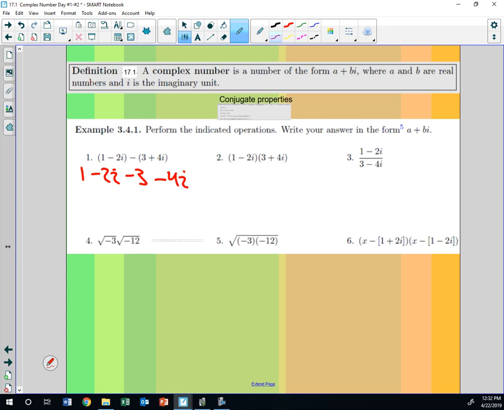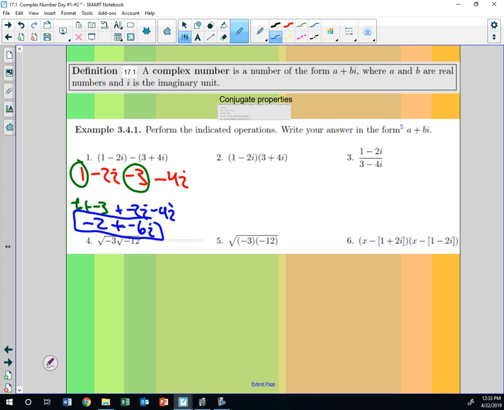So put the reals together. These are the reals. And so it'll be 1 plus negative 3. And then this other part is going to be negative 2i minus 4i. And so 1 minus 3 is negative 2. And negative 2i minus 4i, those are likes. That'll be negative 6i. So this is my complex number, subtracting those two. So you can add and subtract. Easy? Yeah. Let's multiply.